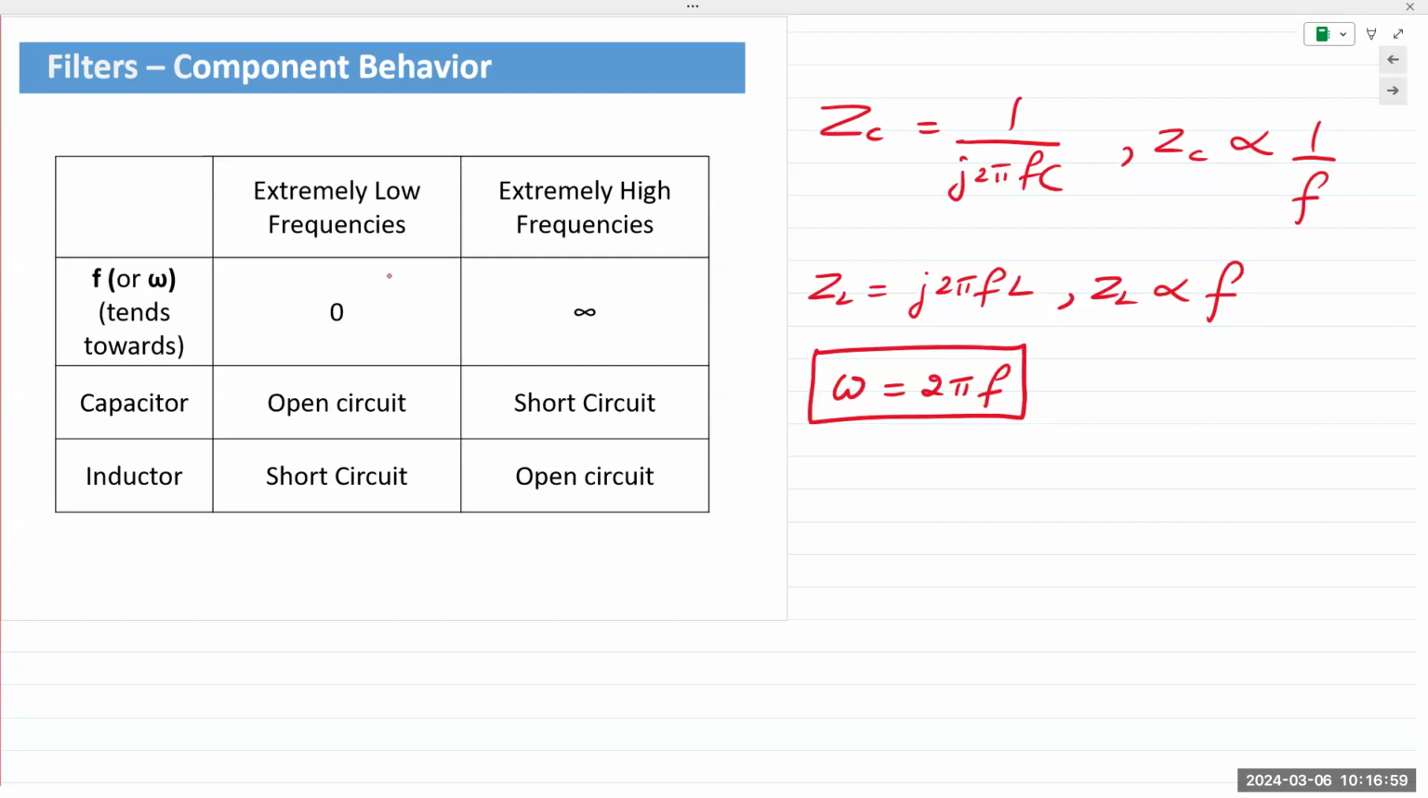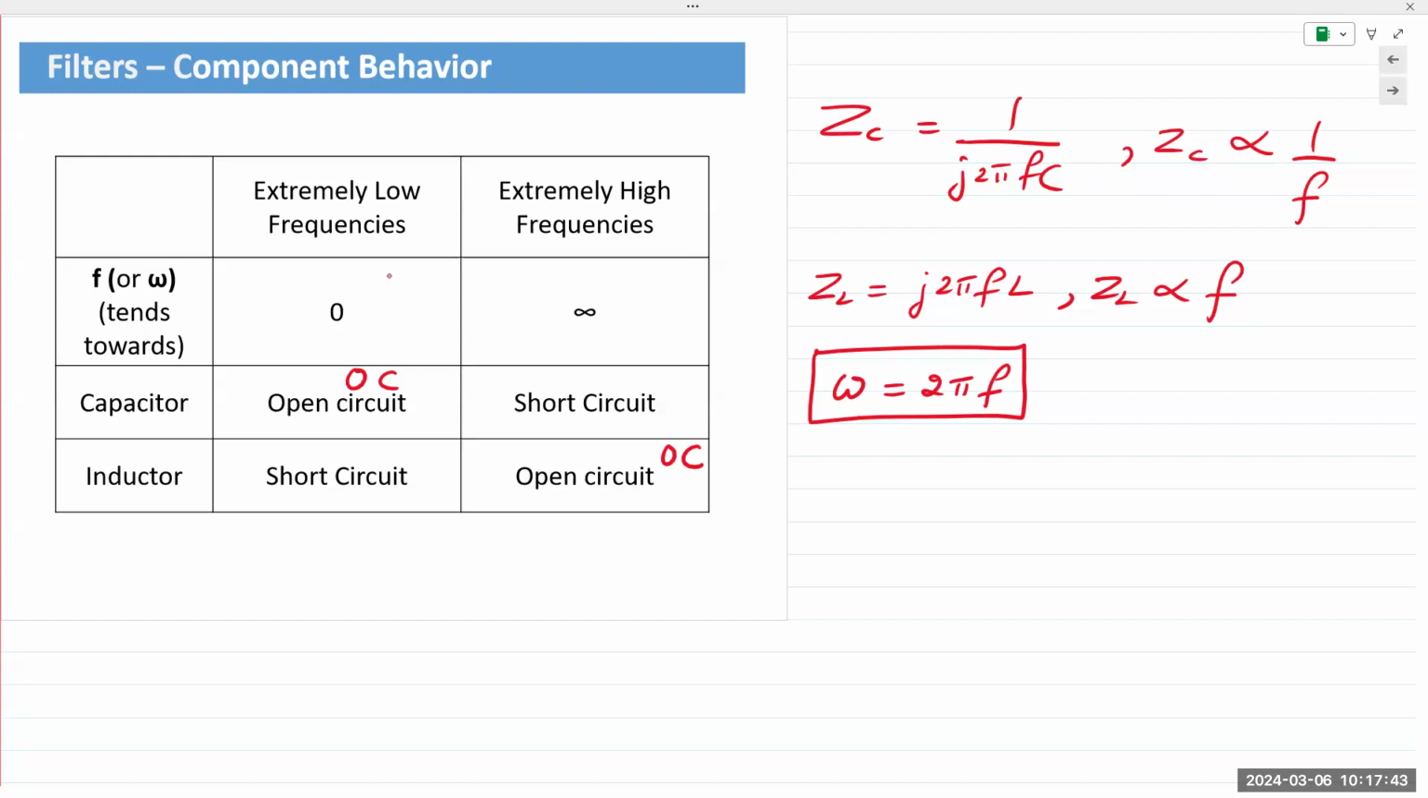Anyway, so at extremely low frequencies, when f or omega tends towards 0, a capacitor behaves like an open circuit. And I like to call that OC, short for open circuit. So as frequency f tends towards 0, a capacitor behaves like an open circuit. Think back to chapter 3. You apply a constant DC voltage to a capacitor, it reaches full charge. Current stops flowing in the circuit, right?